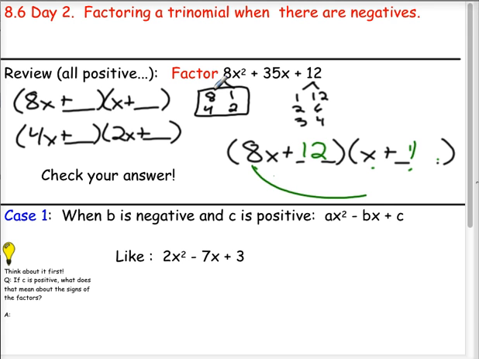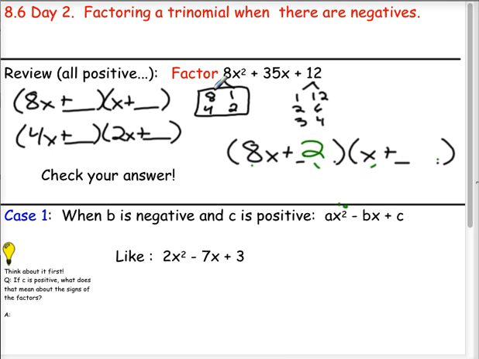So when I connect these up, I get 8. Connect these up, I get 12. That only adds to 20. So 1 and 12 are not what I'm looking for. So let's try our next set of numbers. 2 and 6. Connect those up to get 42. Connect those up to get 2. 44 is not what we're looking for.